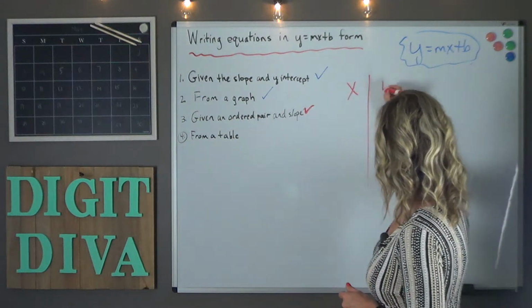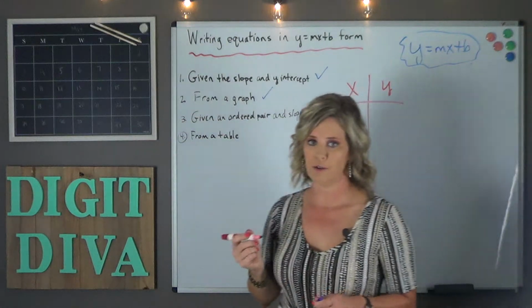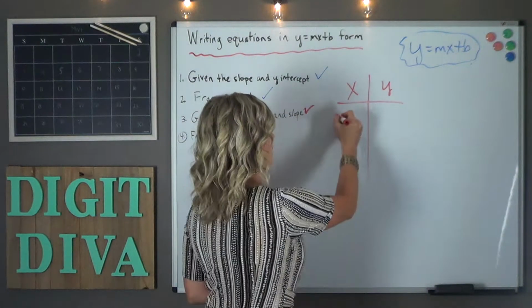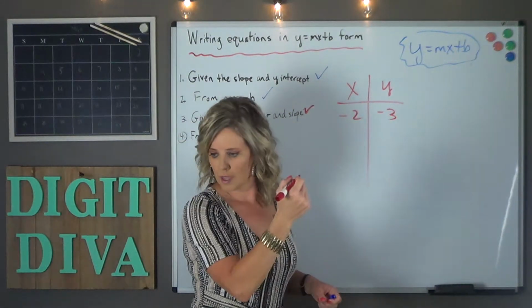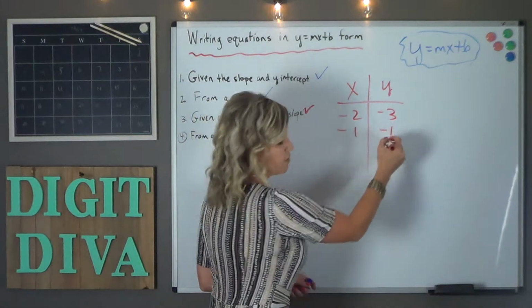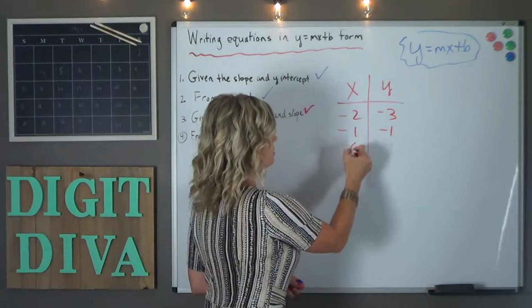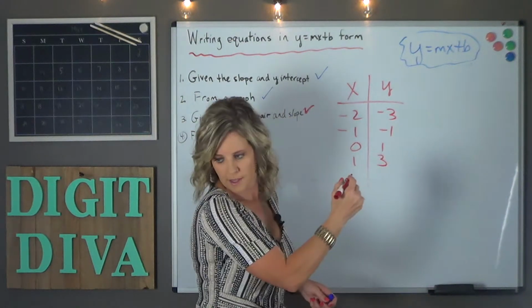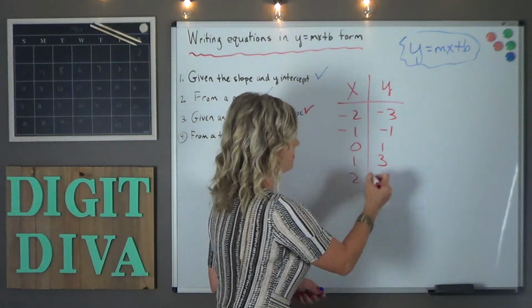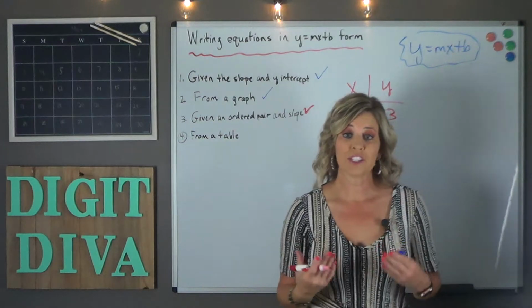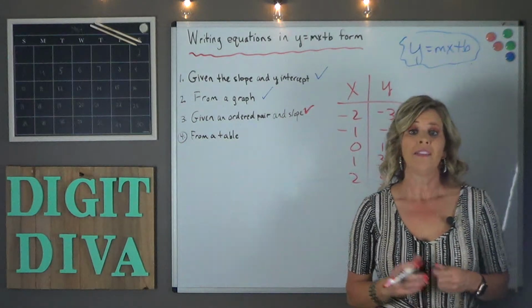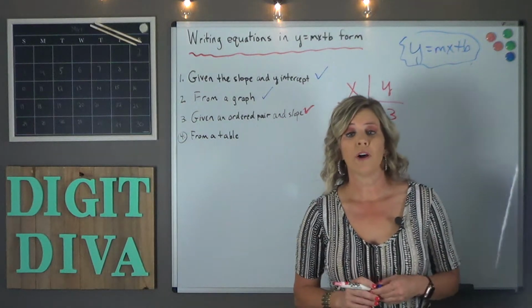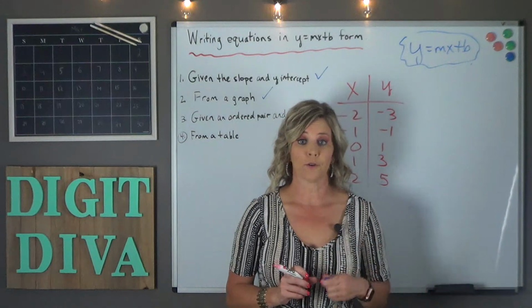So let me make our table for us. We have an x and a y column, okay? And we're going to have negative 2, negative 3, negative 1, negative 1, 0 and 1, 1 and 3, and 2 and 5. Okay, so we have this table, and that's all they've given us. And they want us to write an equation.